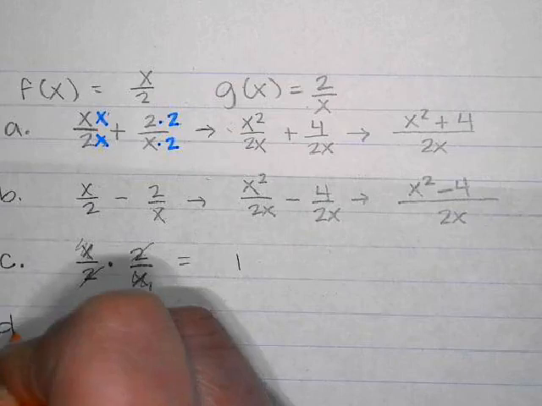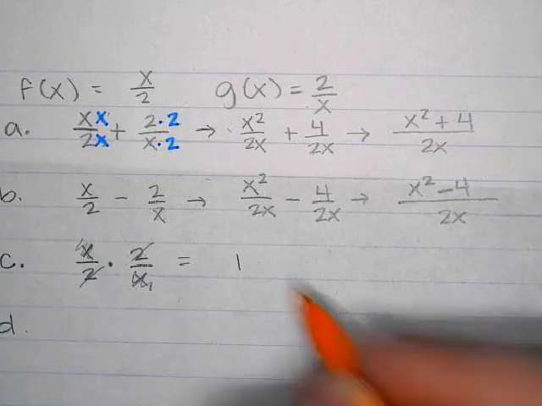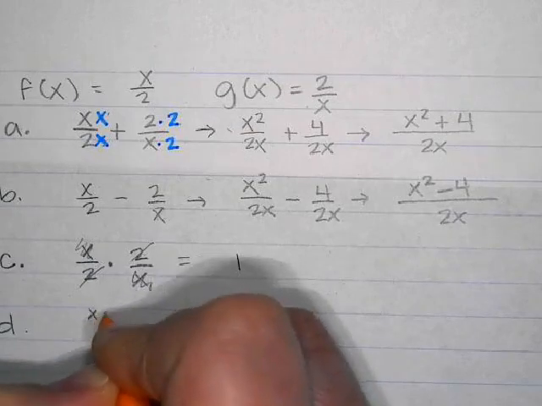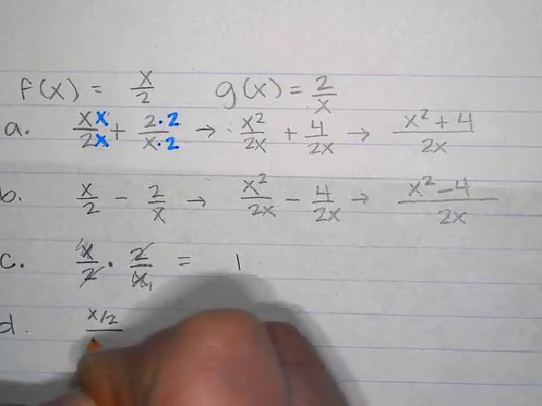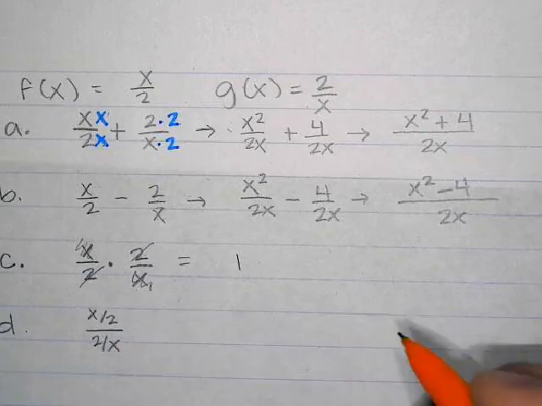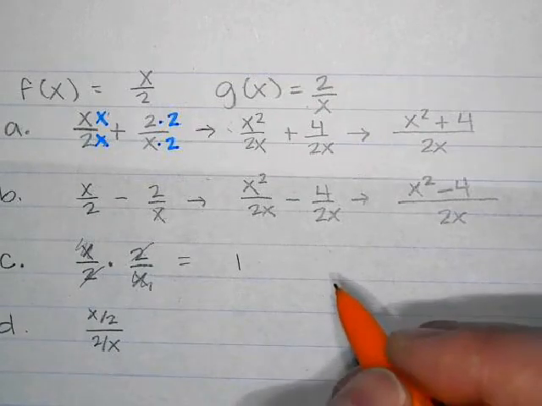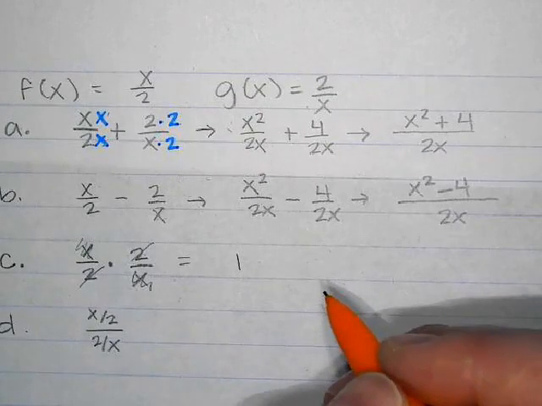For D, we have to divide f of x divided by g of x. So f of x, x over 2, divided by g of x, 2 over x. And when we divide fractions, we can do keep it, change it, flip it. Does that sound familiar to anyone? Keep it, change it, flip it.